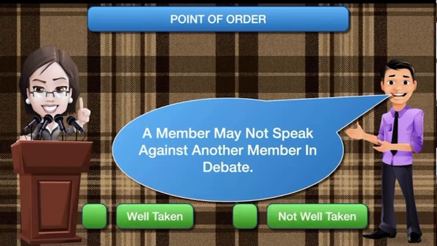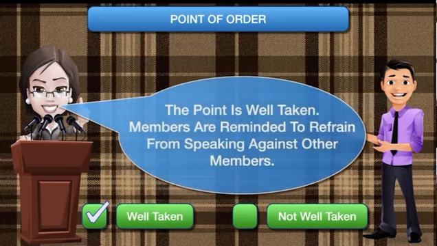And then immediately the chair must rule this either well taken or not well taken, those two choices. So if the chair rules well taken, that means the chair agrees with the point and will then see that the rule is enforced moving forward. If it's not well taken, this means that the chair does not agree with the point. So let's say this one is well taken. The chair would then say, the point is well taken. Members are reminded to refrain from speaking against other members.